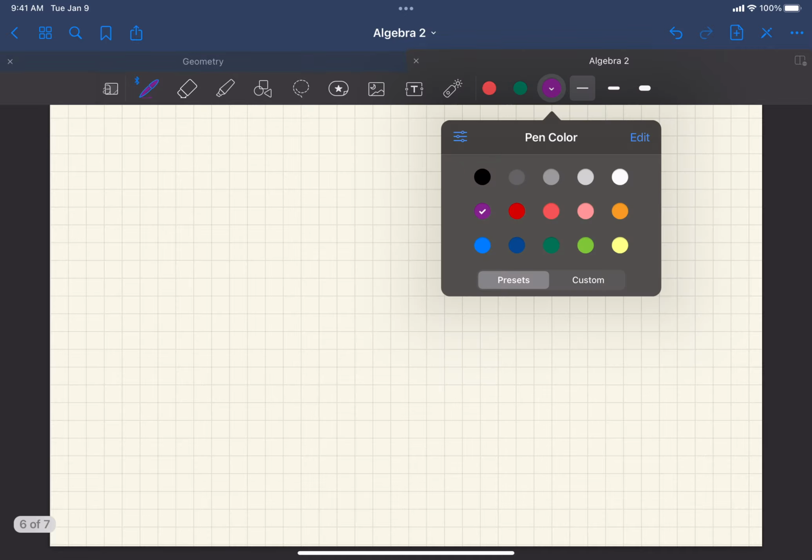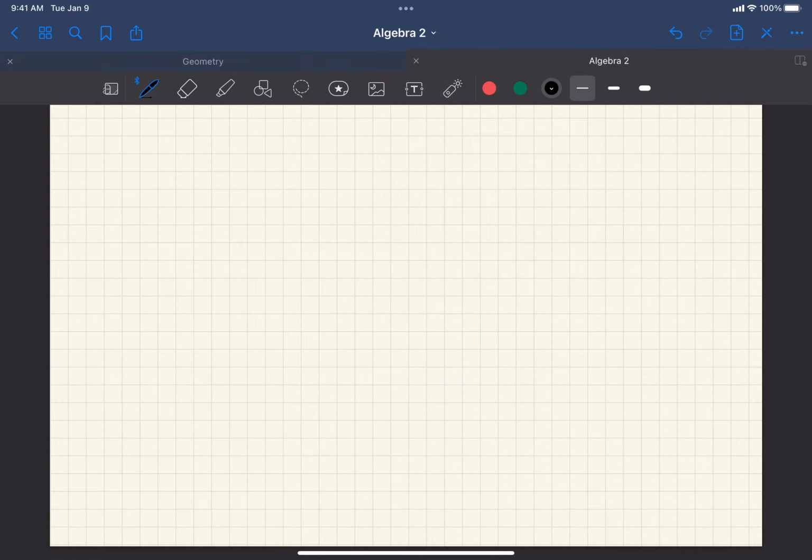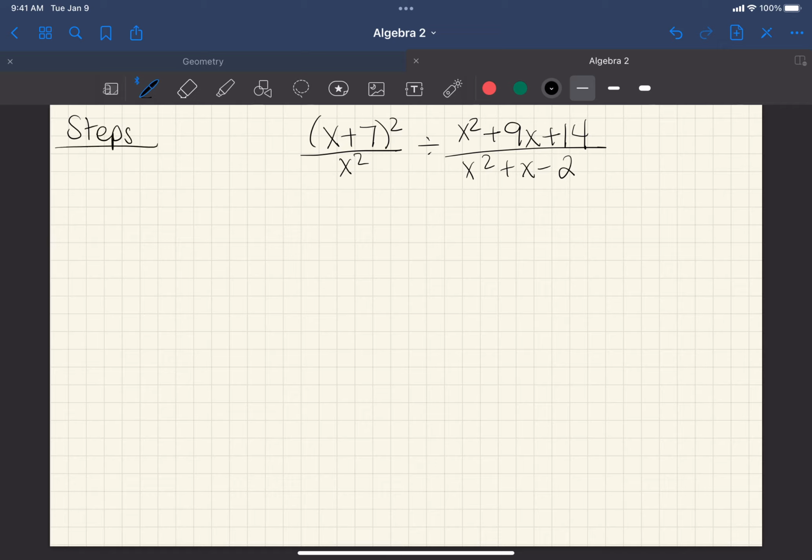So in my division problem, right, let's say we have x plus 7 squared over x squared divided by x squared plus 9x plus 14 over x squared plus x minus 2. So my steps, the first one, I'm going to keep it the same, and that is factor both numerator and denominator.